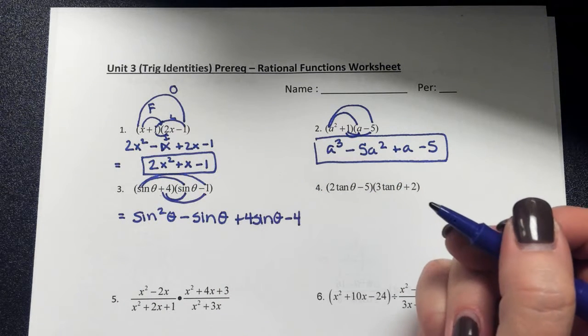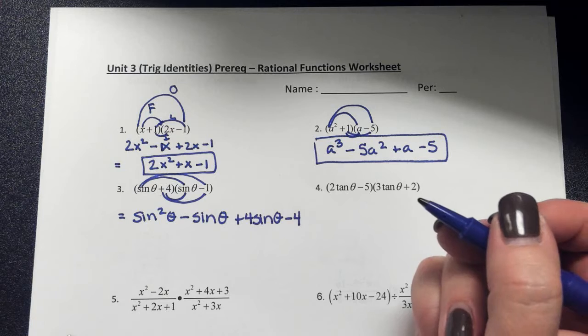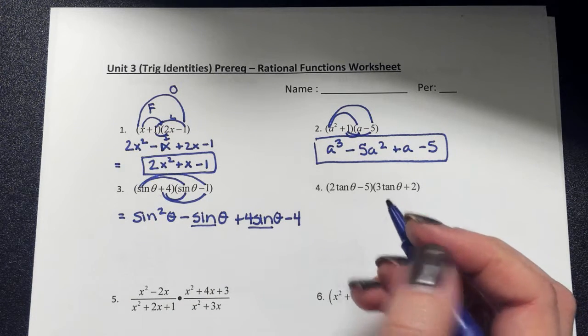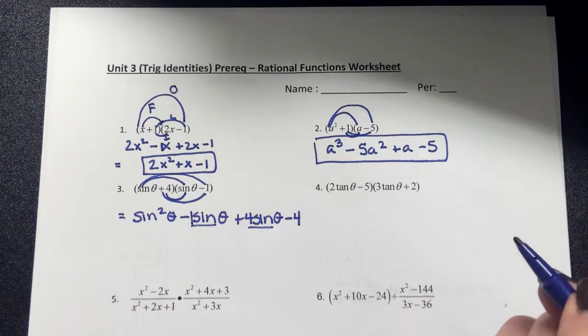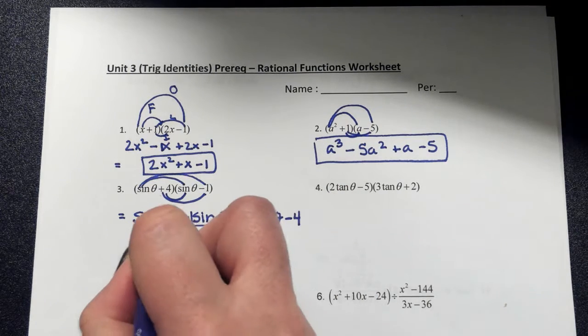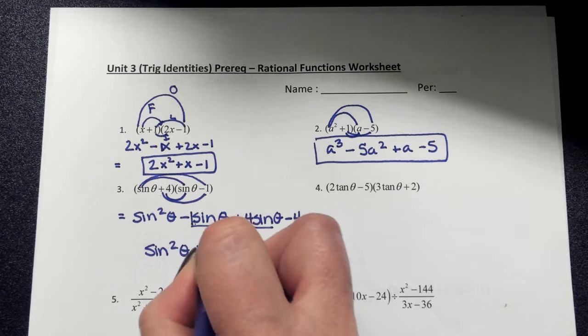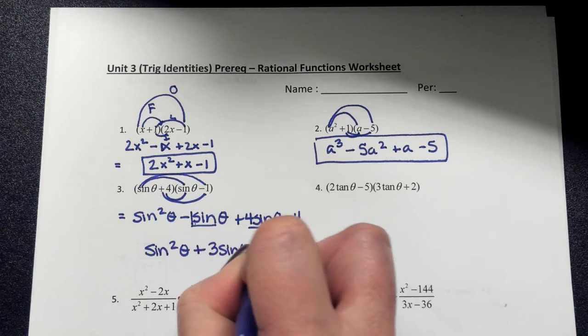Remember, what makes a like term is when you have the same base raised to the same power. Both of these terms have a sine theta to the first power. So just like you add and subtract x's, you can add and subtract sines. So I have a sine squared theta, -1 plus 4 is a plus 3 sine theta, -4.